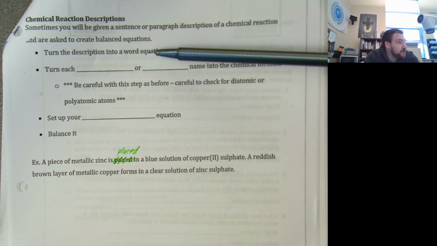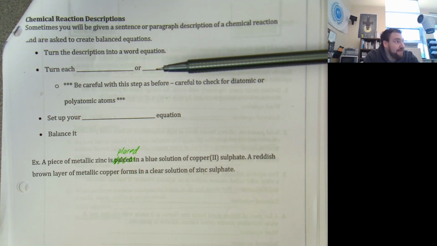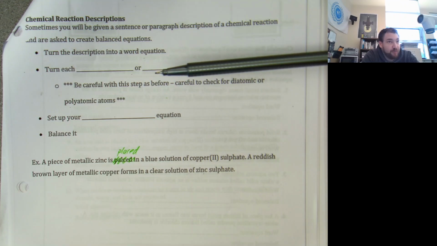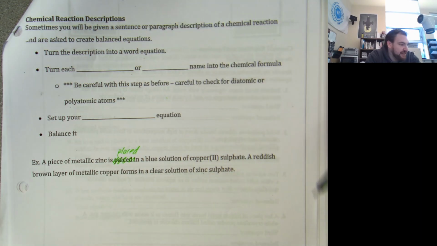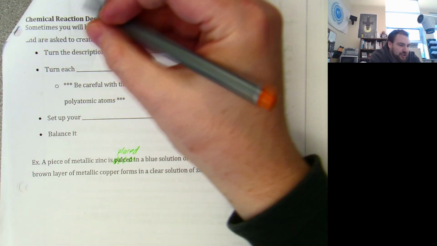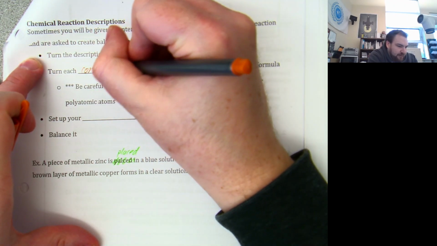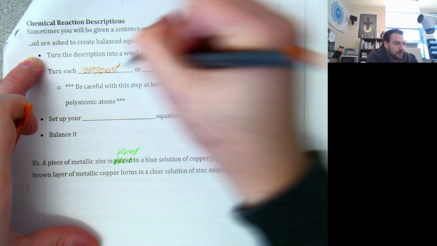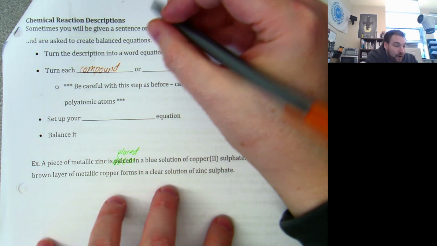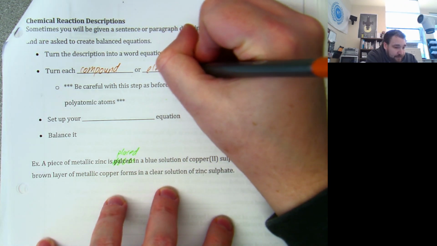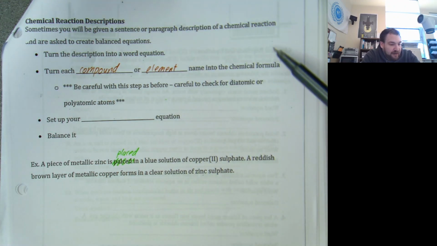You want to take that description, you want to turn it into a word equation. So the stuff that I gave you yesterday, you now need to be able to create. I'll show you how we do that. And then the following steps are the same thing we would have done on Friday. Once you've got your word equation, you turn each compound, whether it's ionic, covalent, or a common name for a compound, or you take that element name and you turn it into the correct chemical formula.